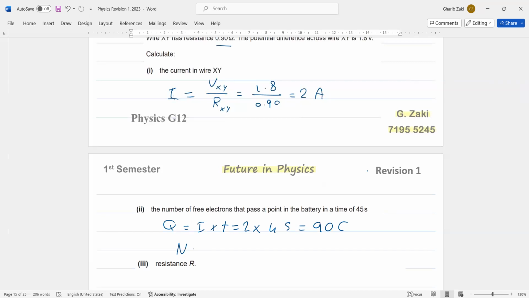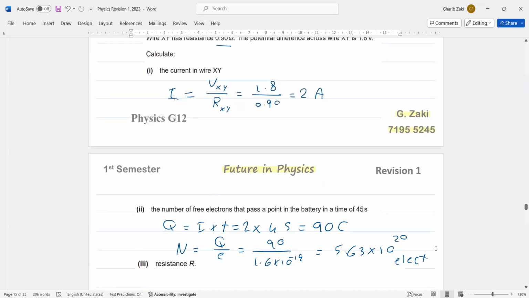We need the number of electrons. It's Q over e. Q, of course, in 45 seconds, which is 90, divided by 1.6 times 10 to the power negative 19. The answer will be 5.63 multiply 10 to the power 20 electrons.